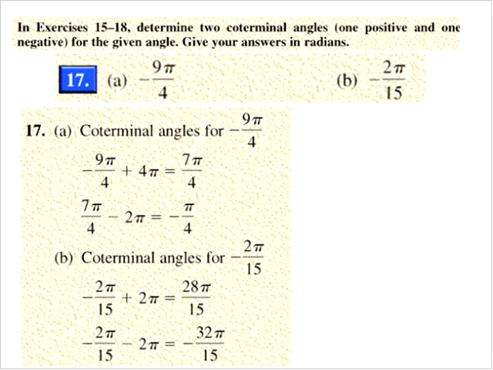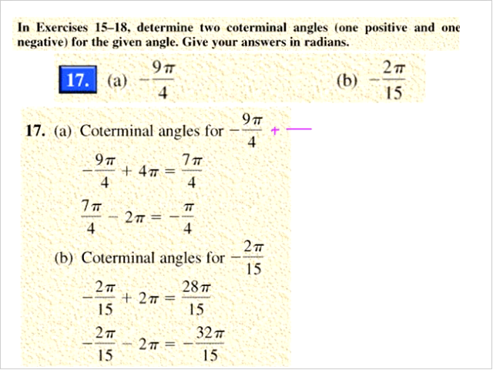Right, to find coterminal angles, coterminal angles are angles that are going to appear in the same spot. So basically we want to add 360 degrees or subtract 360 degrees. But here we're talking about radians, not degrees. 2 pi is equivalent to 360 degrees. So we are either going to be adding or subtracting 2 pi each time to find those coterminal angles. So for part A, it already starts with a negative 9 pi over 4. So let's just add 2 pi to that.